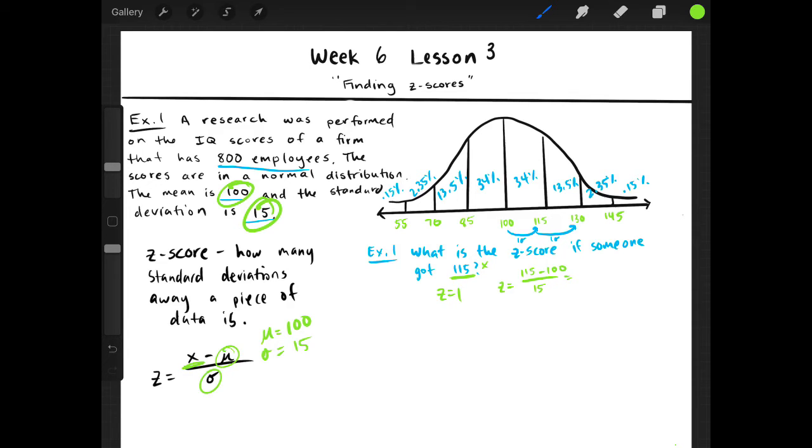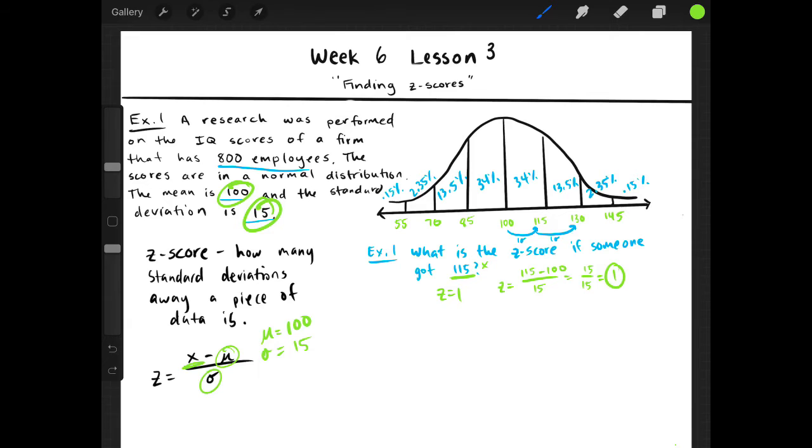115 minus 100 is 15. 15 divided by 15 is 1. So the z-score is 1, 1 standard deviation to the right. Now just keep in mind, since 115 is to the right, it should be positive, whereas if we looked at something to the left of the mean, it should be negative.